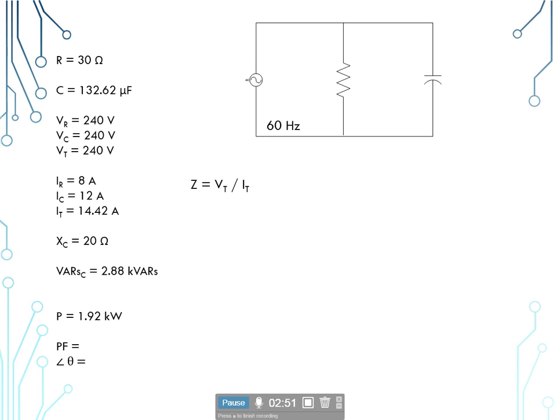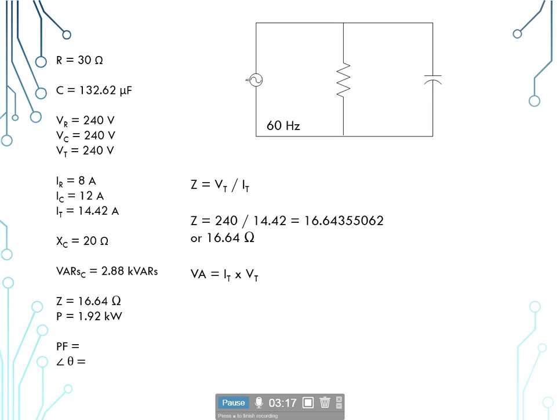And now we're going to be looking for our impedance. Whereas we had to use the Pythagorean theorem in a series circuit to find the impedance, we can use Ohm's law here. So Z is equal to V sub T divided by I sub T. So 240 volts divided by 14.42 amps gives us 16.64 ohms of impedance.